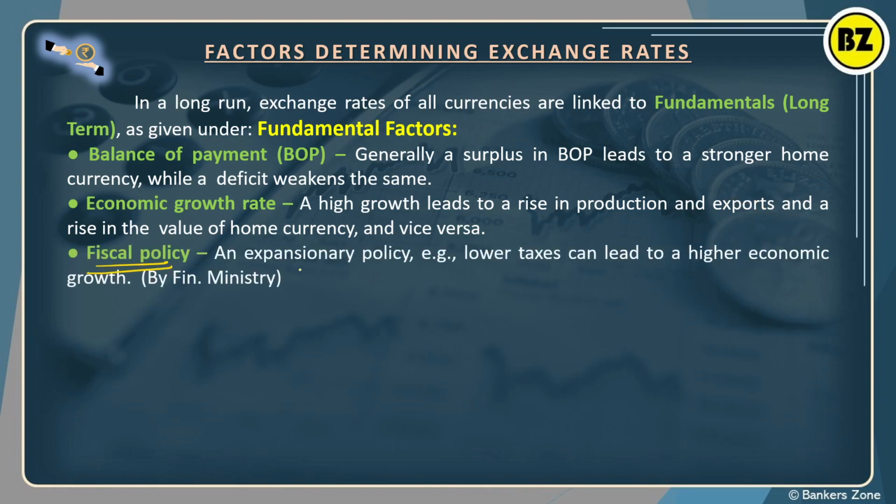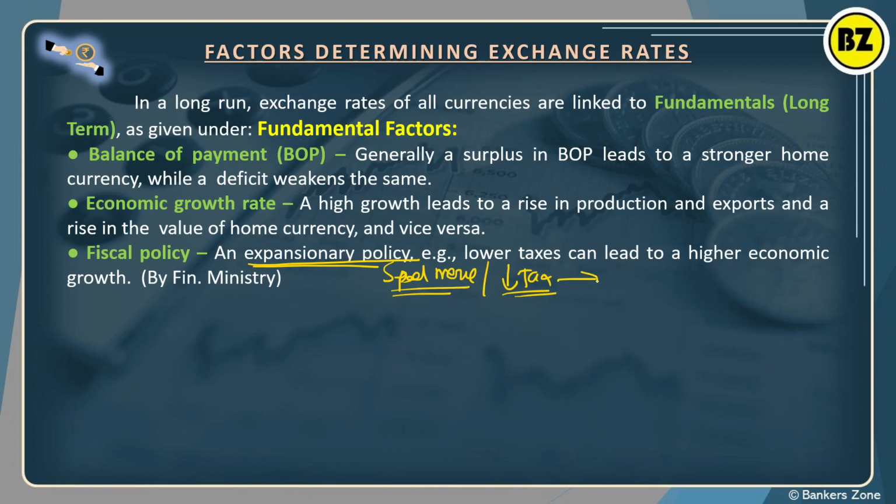Next, fiscal policy. What is fiscal policy? Fiscal policy simply means the budget. Who gives the budget? The finance ministry. So we have two types: expansionary fiscal policy and contractionary fiscal policy. What do you mean by expansionary? Expansionary means you spend more. The government will spend more, and the government will decrease the taxes.